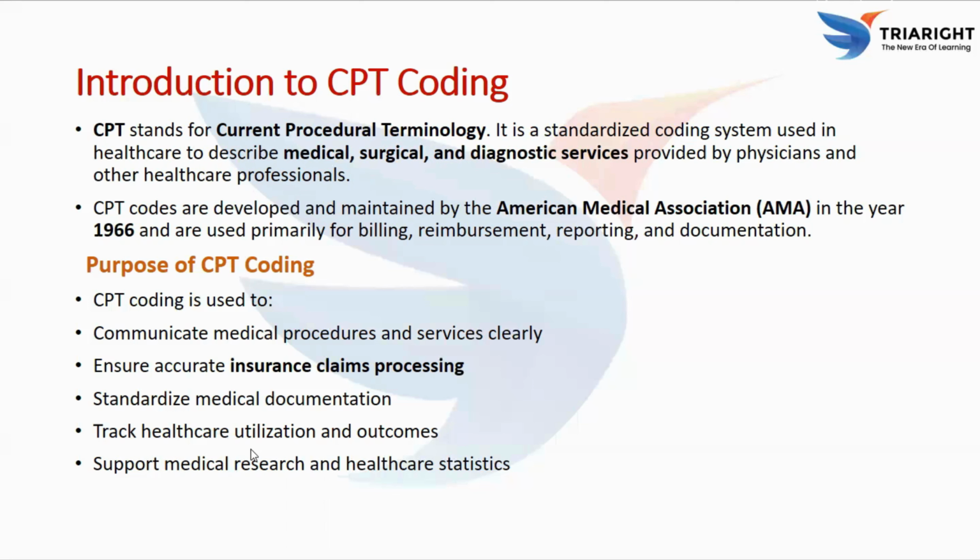The fourth purpose is to track healthcare utilization and outcomes. CPT codes help to track how often procedures are done, which treatments are commonly used, and this is useful for hospitals and government health programs. The fifth purpose is to support medical research and healthcare statistics. CPT data is used for medical research, health statistics and also policy planning. It also helps to improve the quality of healthcare services. CPT codes are usually 5-digit numeric codes.